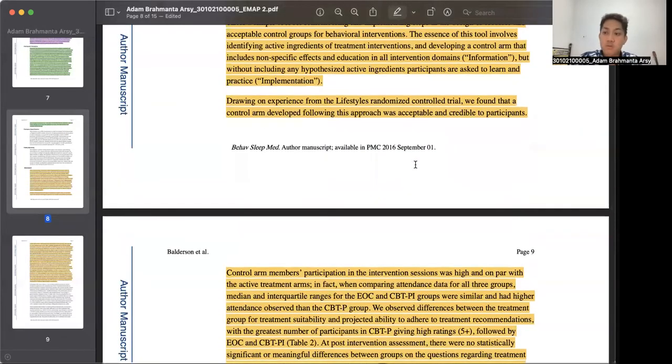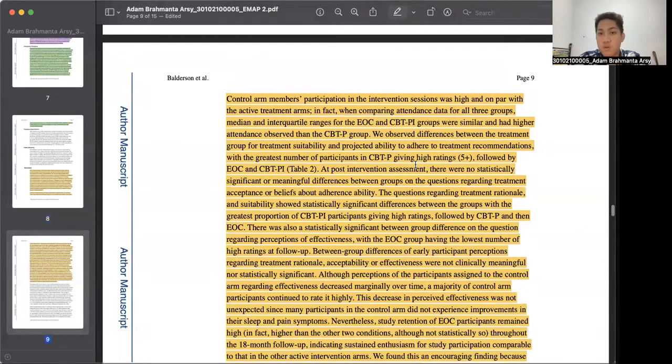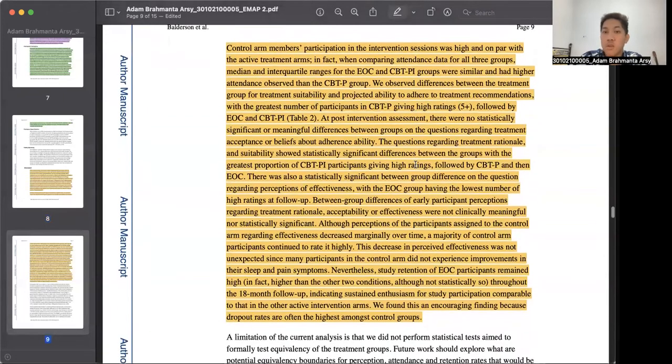Drawing on experience from the LIFESTYLE randomized controlled trial, we found that a control arm developed following this approach was acceptable and credible to participants, control arm members. Participation in the intervention sessions was high and on par with the active treatment arms. In fact, when comparing attendance data for all three groups, median and interquartile ranges for the EOC and CBT-3PI groups were similar, with higher attendance observed in the CBT-3P group.